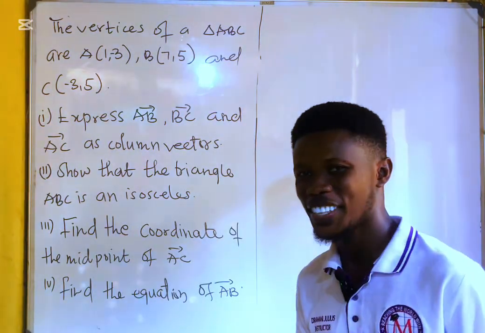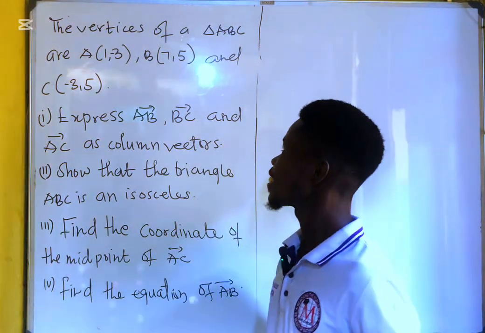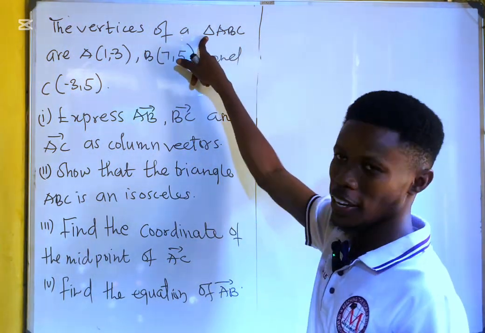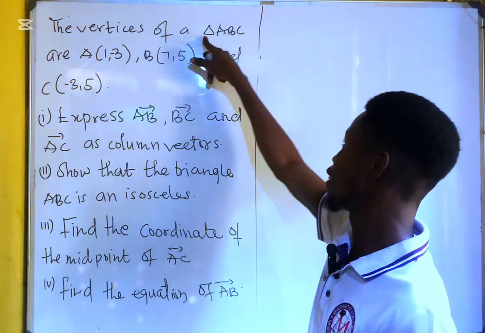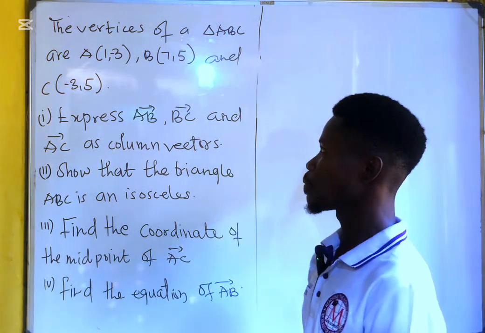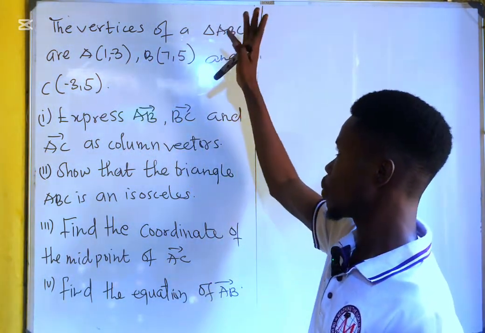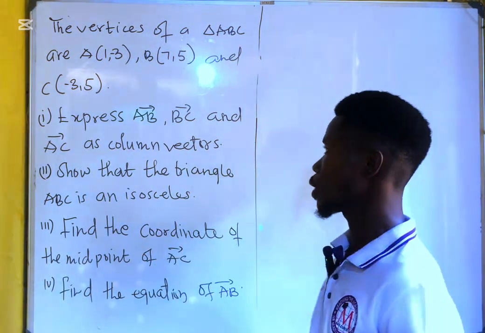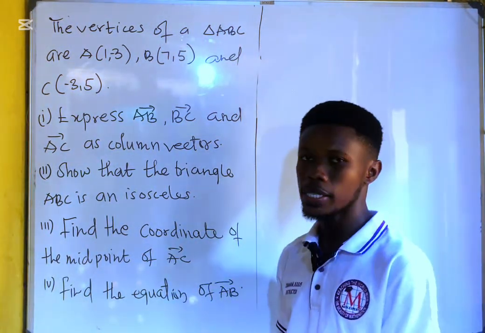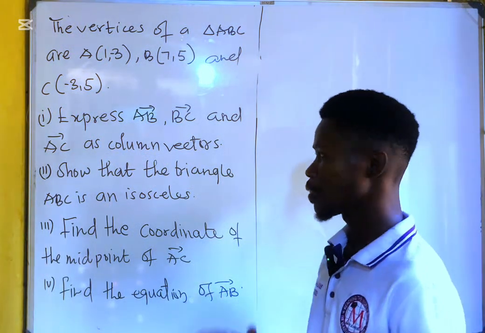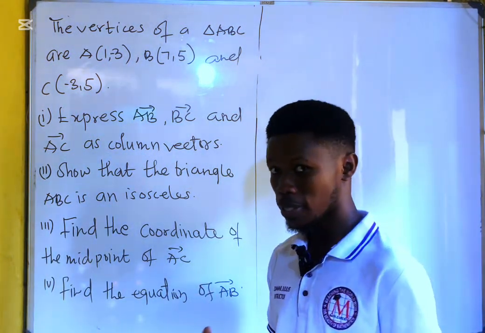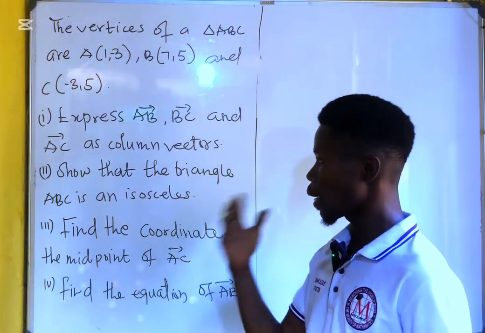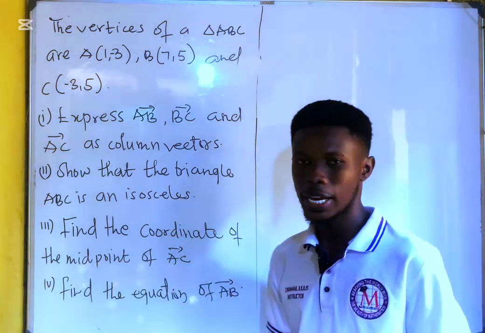Okay, now let's look at this example. The vertices of a triangle. This is a symbol for triangle, okay. And it looks like a triangle, small triangle, triangle baby. A triangle ABC are A is (1, -3), B is (7, 5), and C is (-3, 5). Express AB, BC, and AC as a column vector. So here, do you know what it's trying to tell you? Yes, you're going to use the position vector to do that. Show that the triangle ABC is an isosceles triangle.